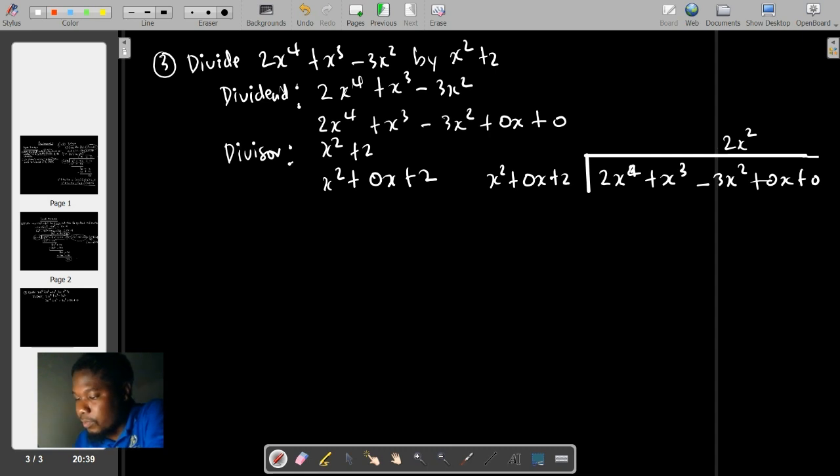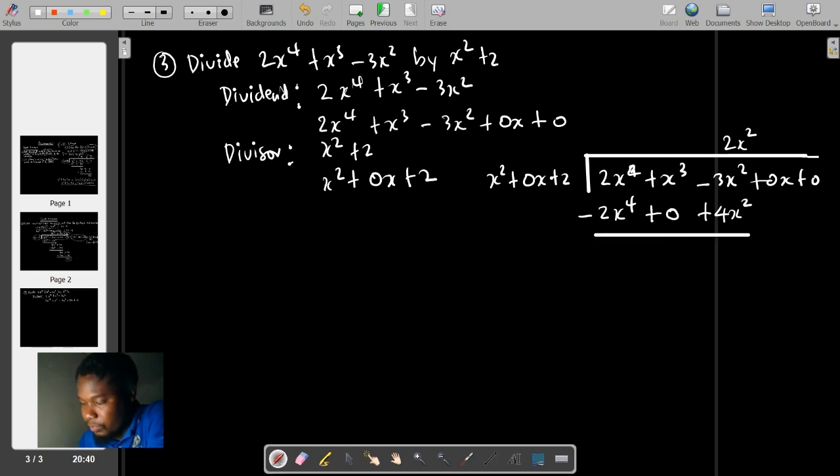2x squared multiplied by x squared is 2x to the power 4. Then 2x squared multiplied by 0x, what do you think we'll end up getting? It's actually 0. Then 2x squared multiplied by 2 is 4x squared. Then we'll subtract.